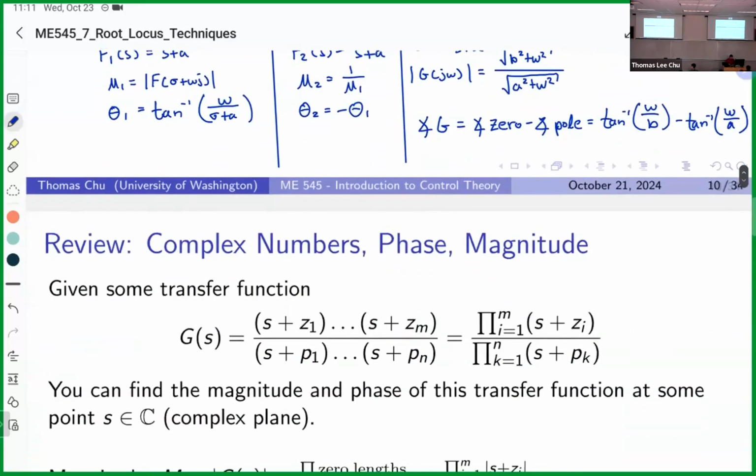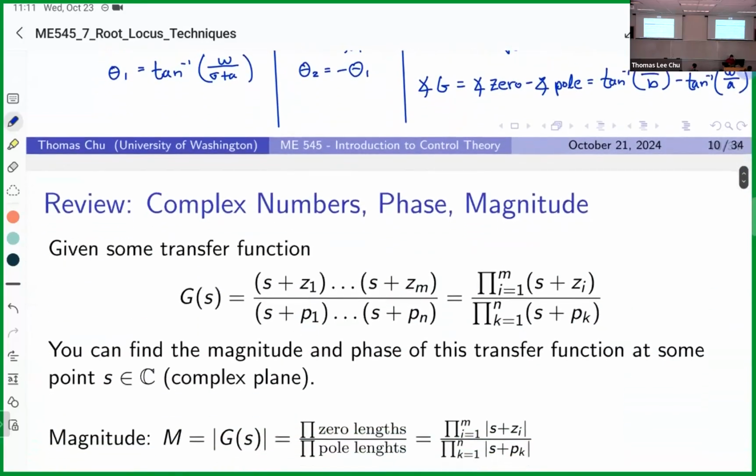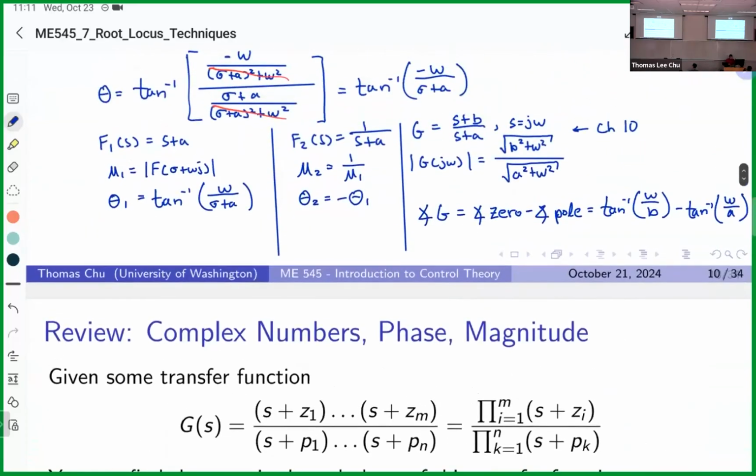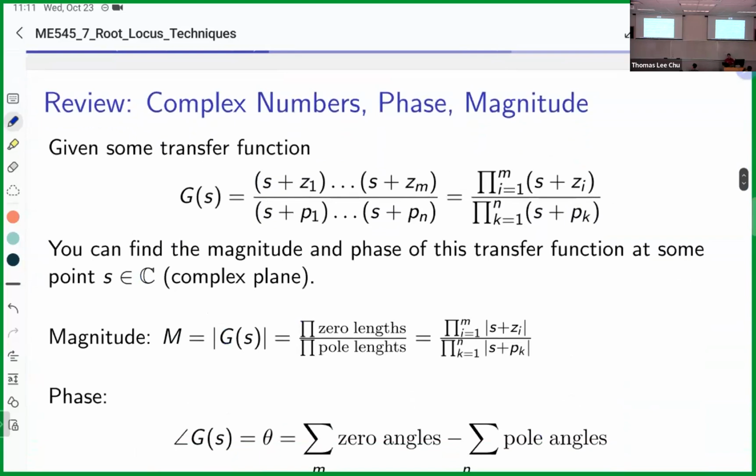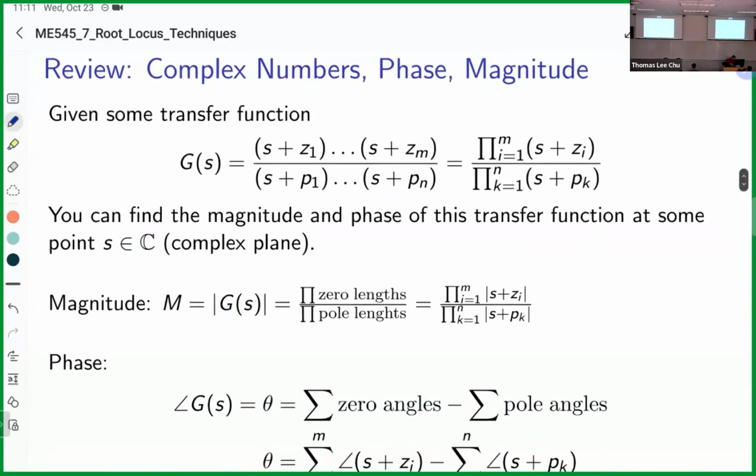Okay, so to formalize this, I showed you an example of just a single pole and a single zero. If we have some transfer function and we are able to factorize it into a bunch of poles and zeros like this, you can find the magnitude and phase of this transfer function at some point S in the complex plane. As a reminder, S is going to be some real number plus j omega.